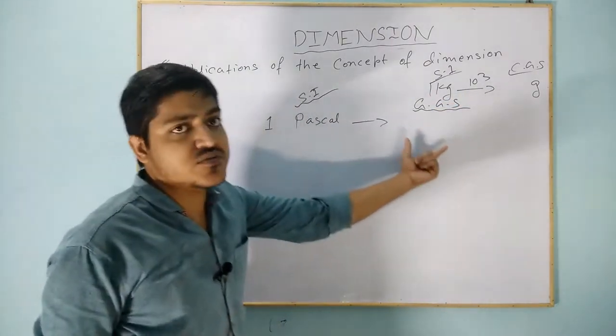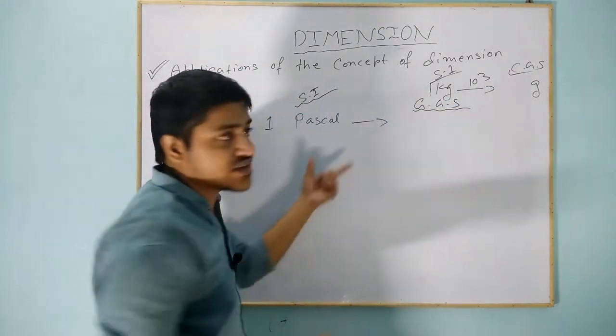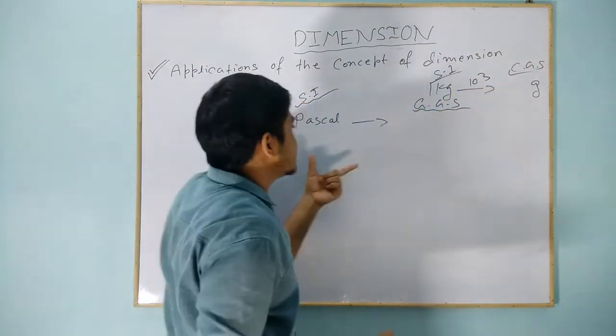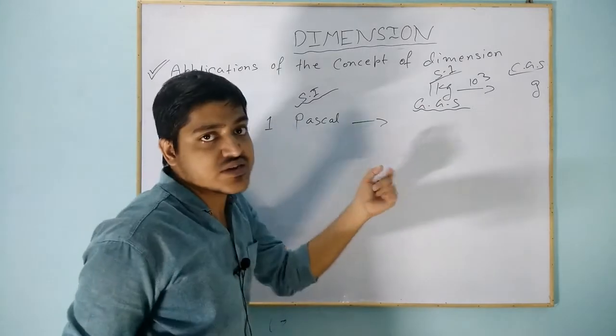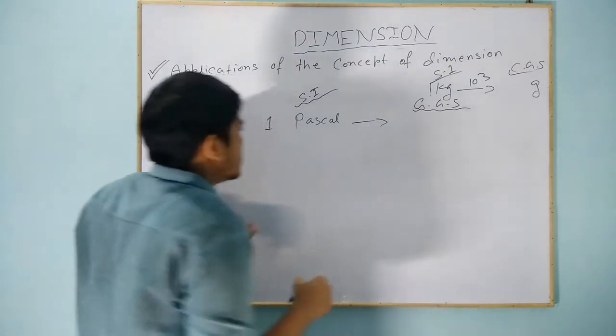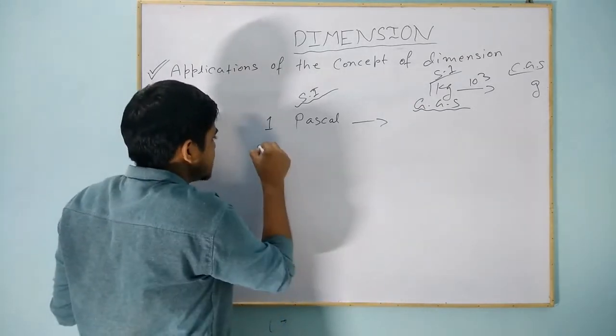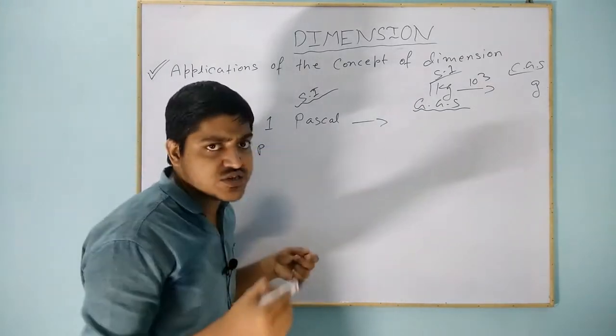I don't know the value, because I don't know the conversion factor here. In that case, I knew the conversion factor, that was 10 raised to the power 3. But in this case, I do not remember the conversion factor. So I can get the conversion factor using dimensional analysis. Let's see how. First, let's find the dimension of pressure.